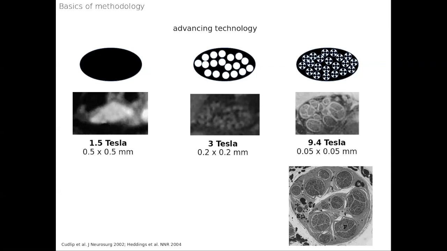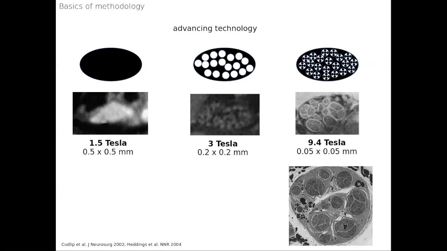So at 1.5 Tesla, as you see on the left, you can kind of nicely depict the peripheral nerve, but you don't see any special details within the nerves. But already at 3 Tesla, with a resolution down to 200 microns, you start to see substructures of the peripheral nerves. Means that you start to see nerve fascicle bundles.